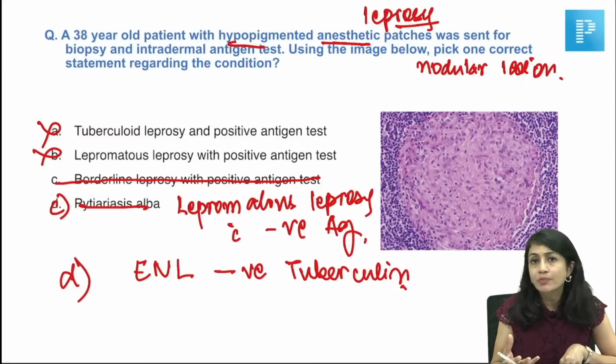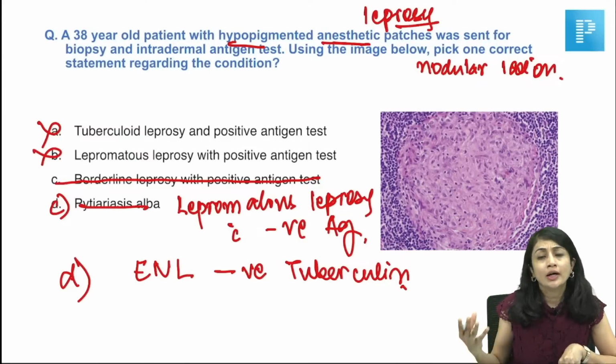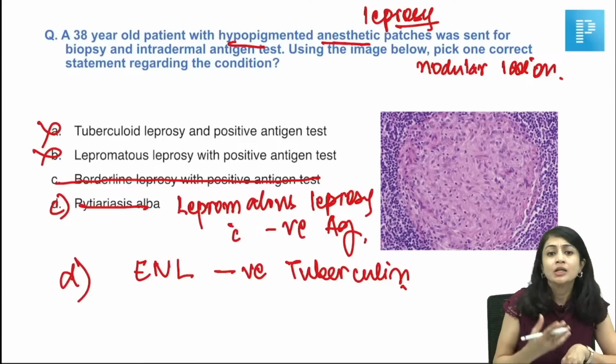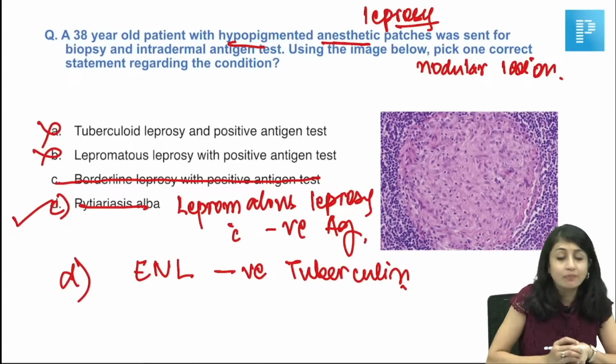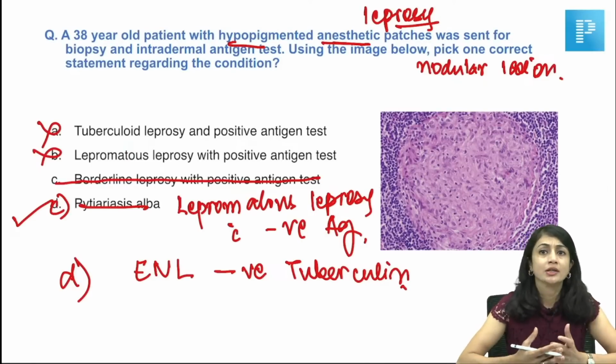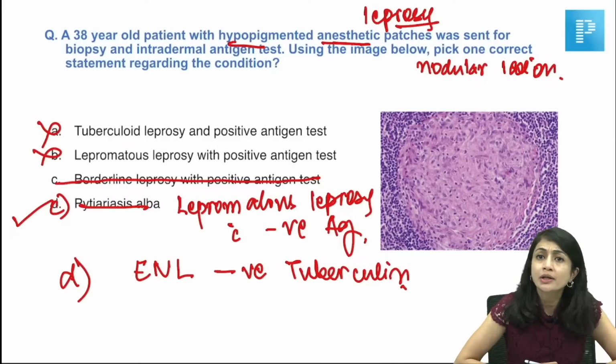lepromatous leprosy can present with nodules, and so it can present with anesthesia over the arm with ulnar nerve involvement. All of this can be present, and so I would mark lepromatous leprosy with negative antigen here, unless there was some feature of ENL which was mentioned, which you guys are telling me was not there. So clear? So I think then it was not so confusing and you would have marked the correct answer.